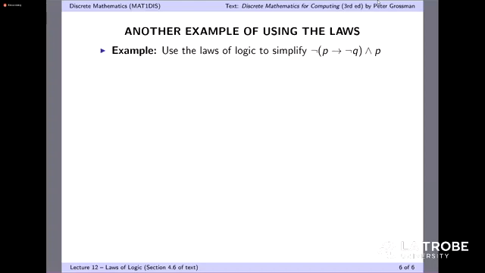Use the laws of logic to simplify this question. First, you have a go at it, and then I'll try to come up with some estimate.